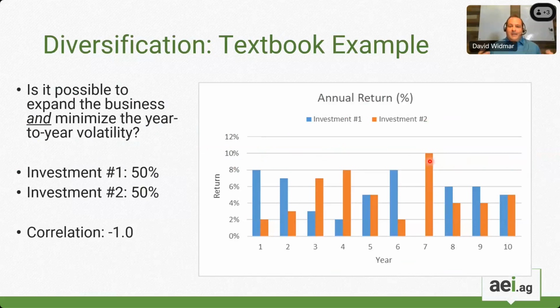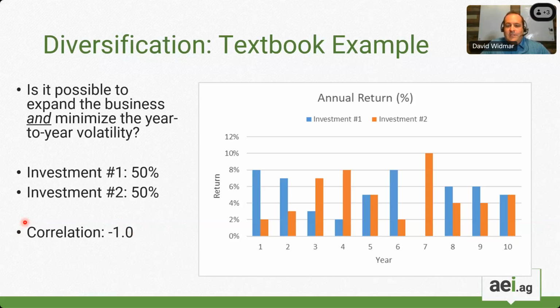So I'm going to bring these two ideas, this variability in annual returns and this idea of correlation, and say, well, how do we deploy diversification into our business? And so the question that we have here is, is it possible to expand my business and minimize the year-to-year volatility? So the baseline investment, that's what we talked about earlier. This is, say, 50% of the business, and we're considering adding this second enterprise or second investment that's another 50%. And what we've done here is we've made the correlation here at negative 1. This is a hypothetical. We're probably never going to see this in reality.